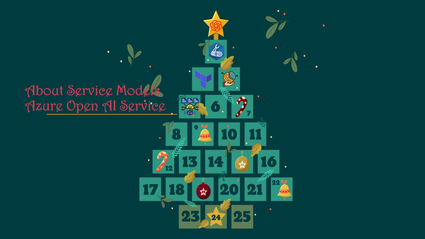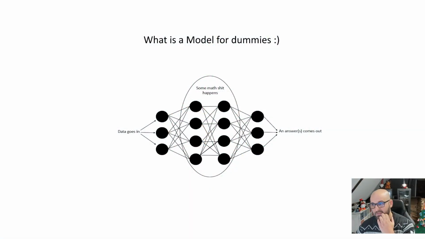Ta-da! So, today we're gonna talk about service models that are used by Azure OpenAI Service and see how we can use them. But before we jump in, a little bit of a recap from what I found to, as simply as possible, explain what a model is, also for myself. And this is the simplest explanation I found on the internet. So, what is a model for dummies? Data goes in, a lot of parameters are present inside the model, some mad stuff happens, and an answer comes out. And this is a very oversimplified version of a model.